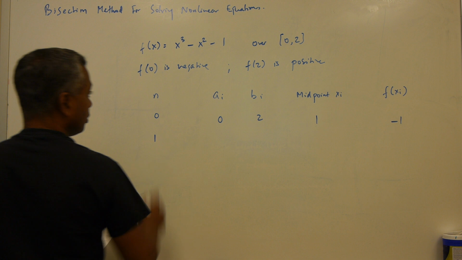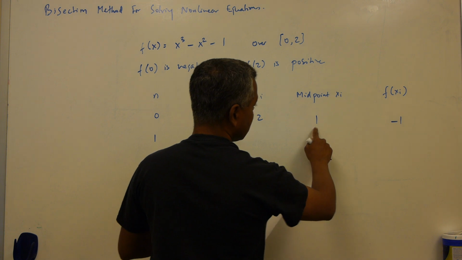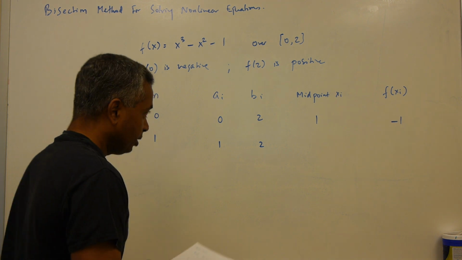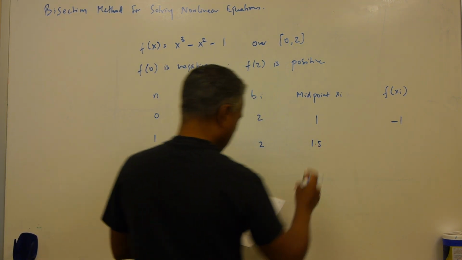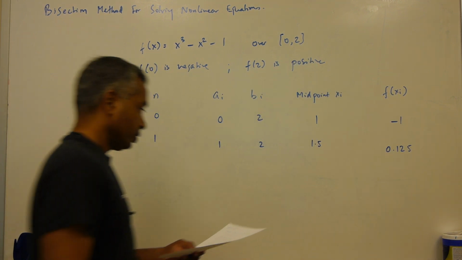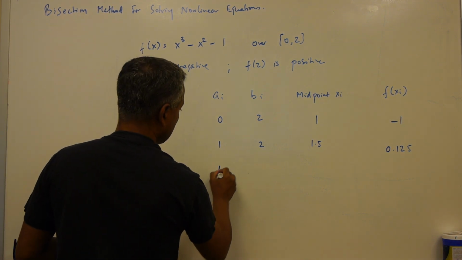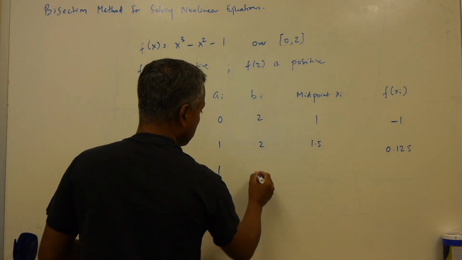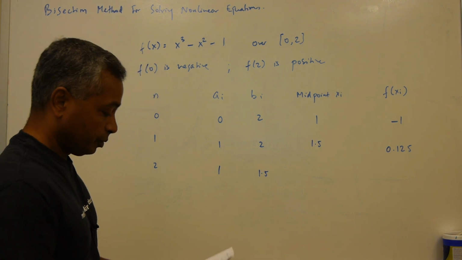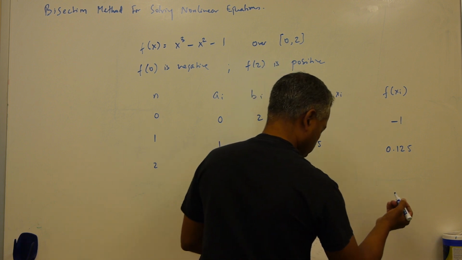Okay, so now you take iteration number 1. Of course, you will notice that the root is in the second half of the interval. So a_i becomes 1, b_i stays 2. Okay, so the midpoint is 1.5, and the function value at midpoint is 0.125. Okay, which means that at the next iteration, a_i stays the same at 1, and b_i becomes 1.5. Okay, because this is negative and this is positive now. So the midpoint now is 1.25, and the function value is minus 0.609.